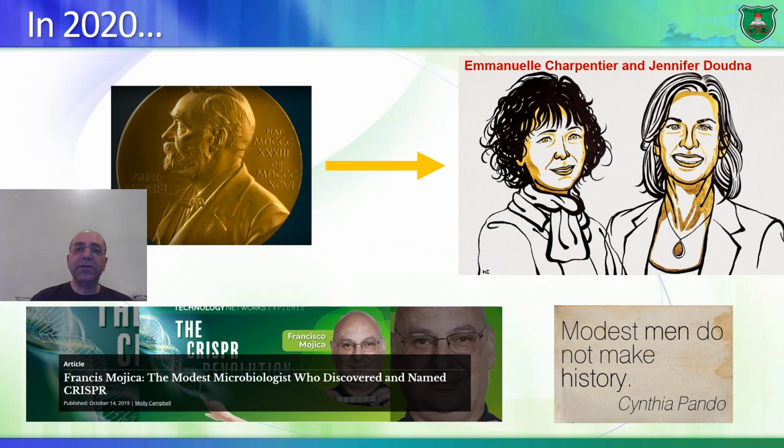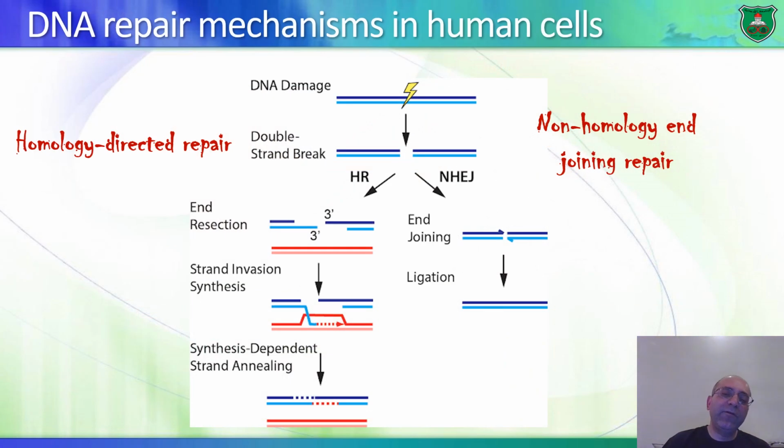Now, these two scientists took advantage of this system and they said, why don't we do gene editing using the CRISPR-Cas9 system? And that's what they did. We previously talked about DNA repair mechanisms in the molecular biology course. And I told you that there are several systems, and we briefly talked about these two systems, the homology-directed repair and the non-homologous end joining repair systems.